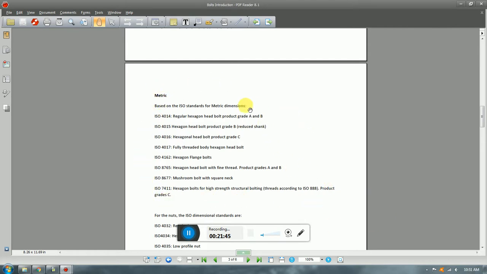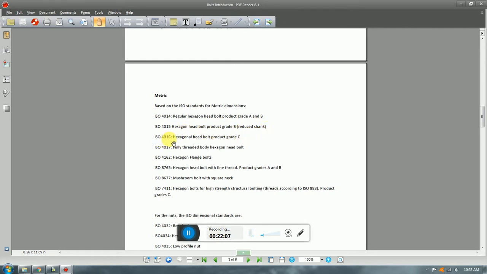These are the standards. There are probably many more, but these are the main ones. You're going to get ISO 4014, which is the regular bolt, grade A and B, that is for the tolerance. Then 4015, which is with a reduced shank, equivalent to the pitch diameter of the thread. Shank is the unthreaded part of the bolt.